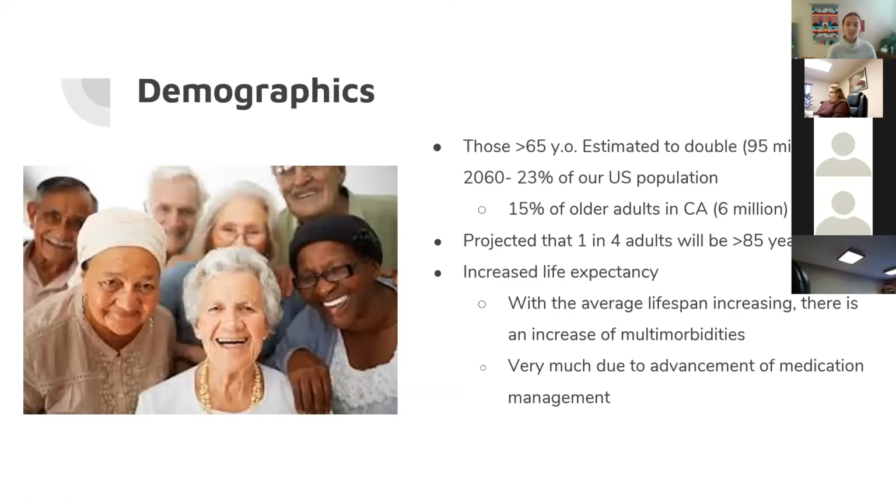Okay, so before we get started, I wanted to talk about our age group and people that are most at risk for polypharmacy. So currently in California, we have about 6 million older adults, or those over the age of 65. In 2060, that's predicted to increase up to about 23% of our population, which is about 95 million people. It's projected that 1 in 4 adults will be 85 years old in 2060. And a lot of this increased life expectancy can be thanked to the advancement in medication management and all the management that goes into dealing with multiple comorbidities with those over the age of 65.